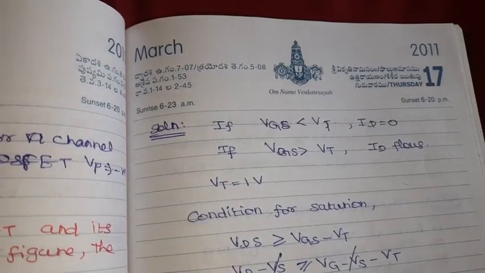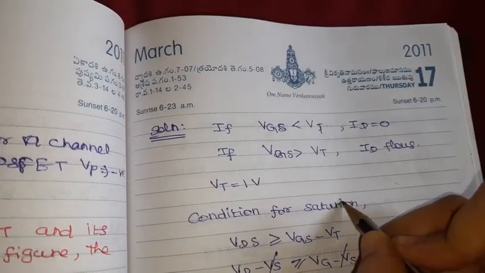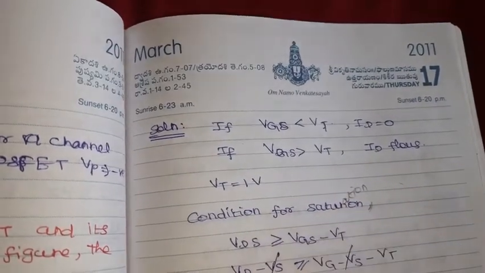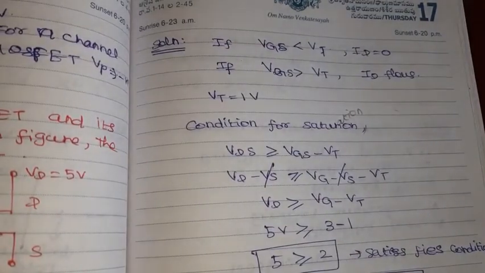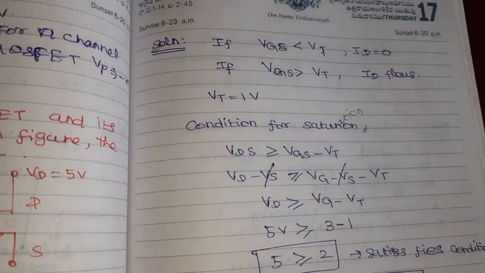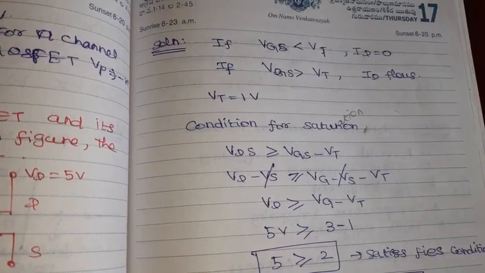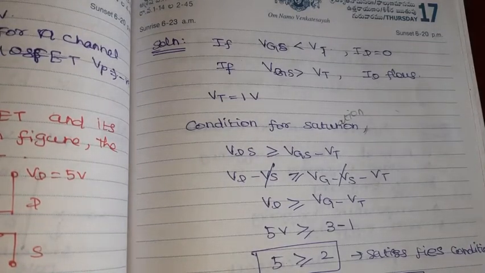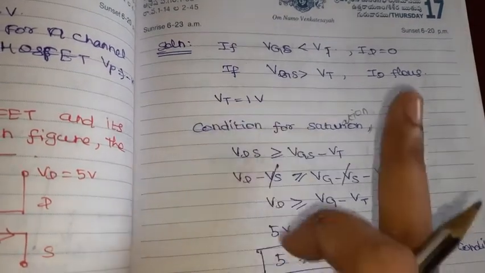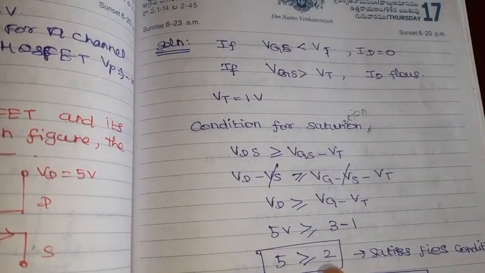Now we need to find out whether the transistor is in the active region or saturation region. So we have a condition for the saturation region. We'll see if that condition matches with the given curve, then the MOSFET is in saturation. If that condition does not match, then it is in the active region. Now we have found the Vt value as 1 volt.